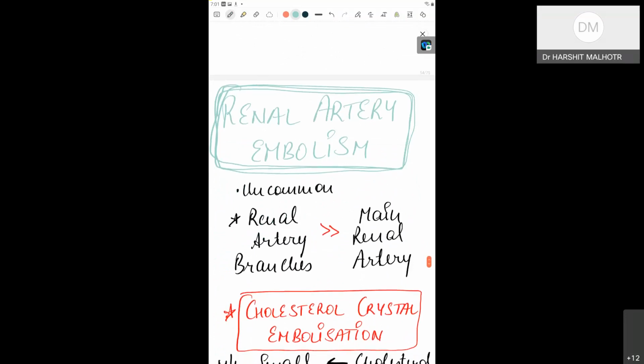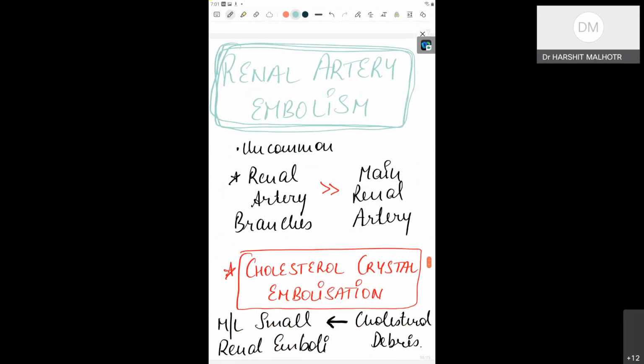Now coming to the particular pathologies. So renal artery embolism, it is uncommon to begin with. More commonly, renal artery branches are involved. So it is distal branches which are involved rather than the main renal artery.